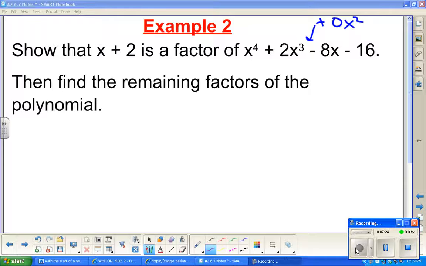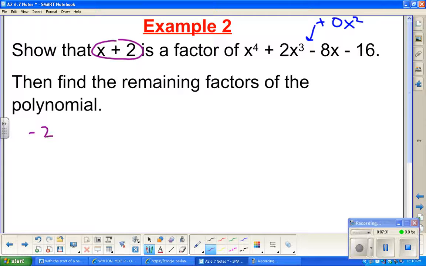So let's set up the synthetic. Again, we're dividing by x plus 2, so we're going to use a negative 2, because anytime you're doing a division, you always just go by the opposite of what the factor is. And then the coefficients: I had 1x to the 4th, 2x to the 3rd, here's my 0x squared, my negative 8x to the 1st, and my negative 16.